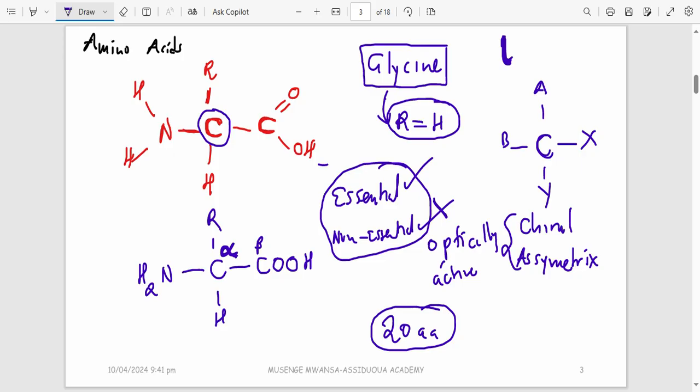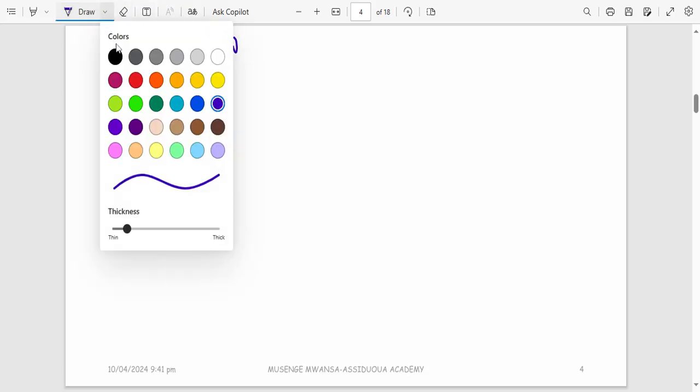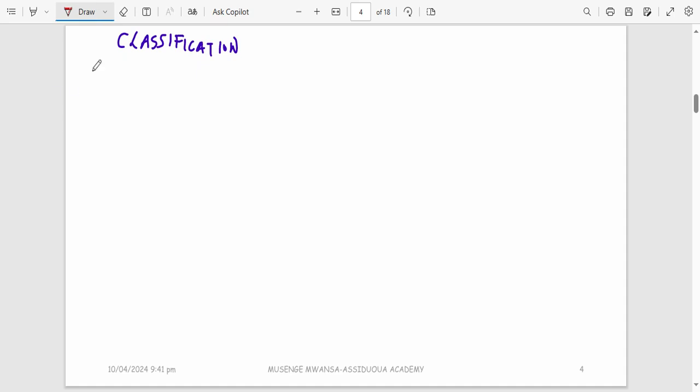Okay. Now you can classify amino acids in different ways. Let's talk about the classification, and this is very important. You can classify amino acids in different ways. Some amino acids can be attracted to water, or they love water. What is the term that we use for things that love water?